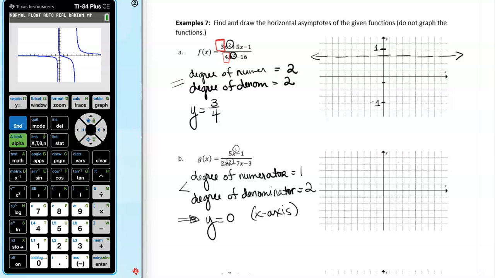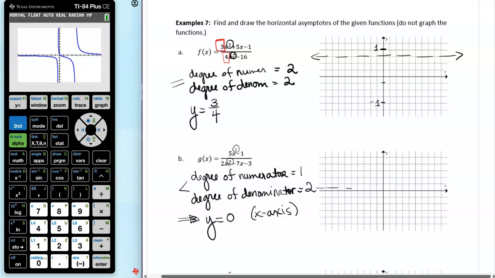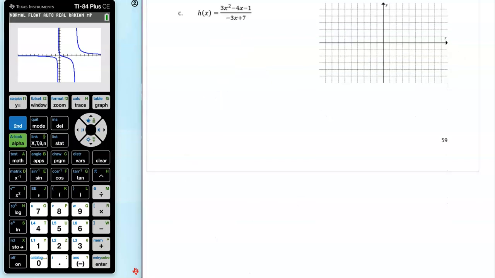And to find them, we can use the techniques from the previous video. This video, we're only interested in horizontal asymptotes. So I'm going to dot it in right here where it's right above the x-axis so you can see. Okay. Our next particular example, part C, we have a rational function again where we need to compare the numerator's degree and the denominator's degree.